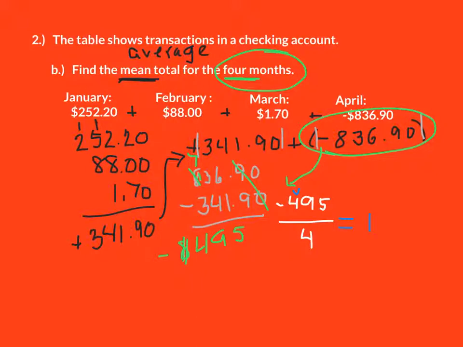Does 4 go into 9? It sure does. It goes into it twice. 2 times 4, of course, is 8. 9 minus 8 is 1. So I've got 15. Does 4 go into 15? It sure does. 4 goes into 15 3 times.